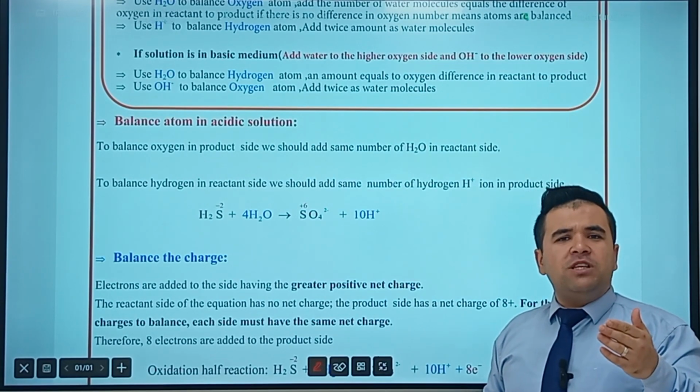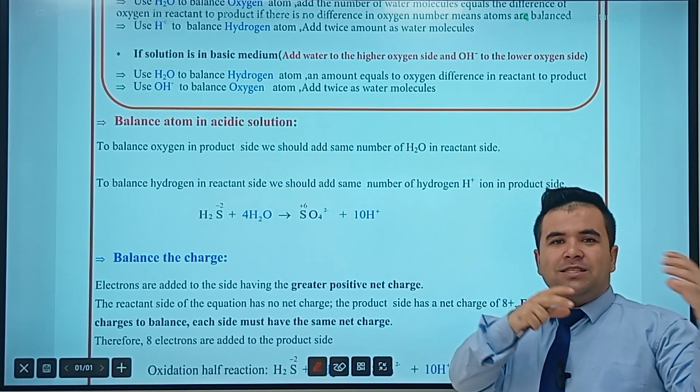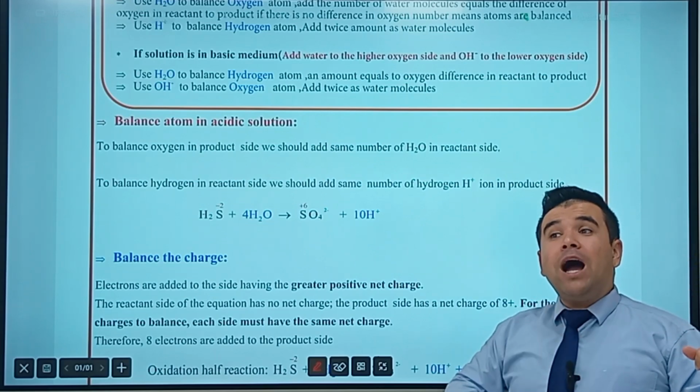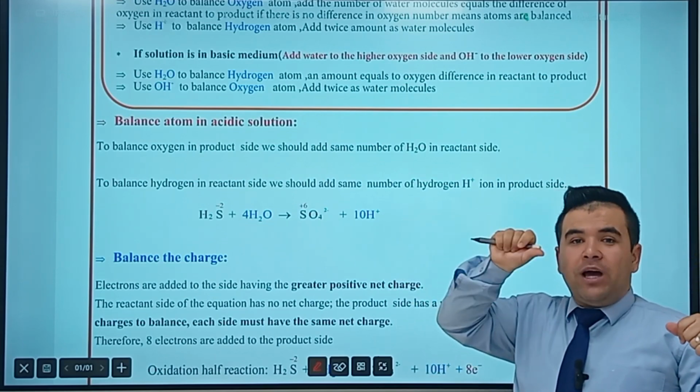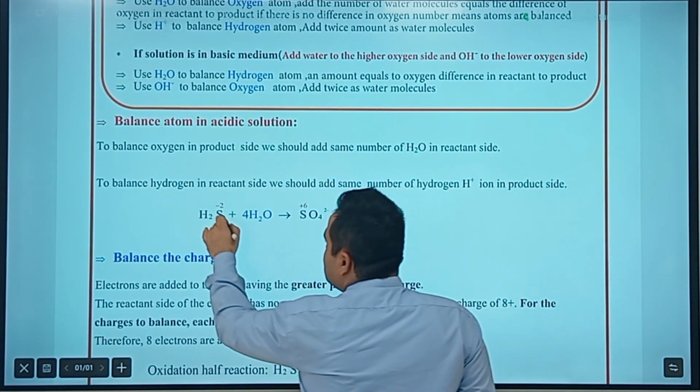and how many H2O must be added? Take the difference of oxygen between the reactant and product, add the same amount of H2O, and twice as much H positive or proton as the H2O must be added to the other side. Have a look at this reaction.